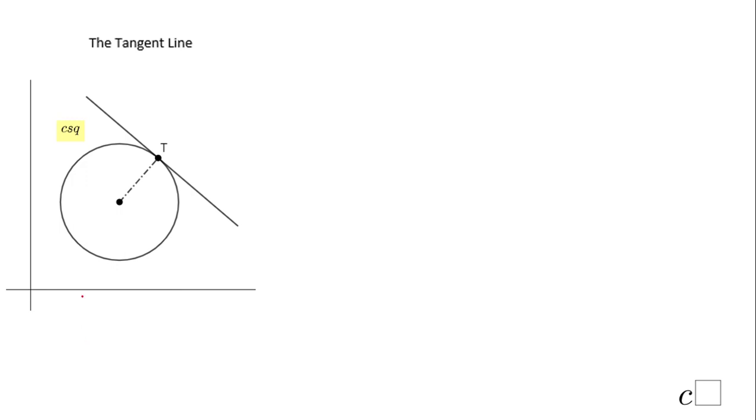Welcome back at C-Square. In this clip, we're going to talk about the derivative, but I'm going to start with this tangent line because tangent line and the derivative are related.